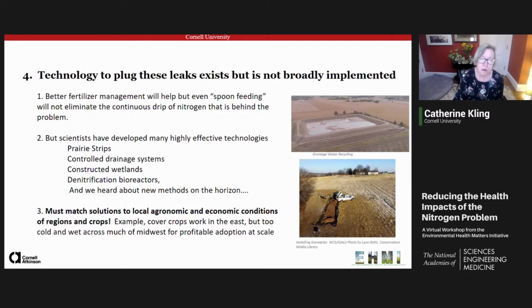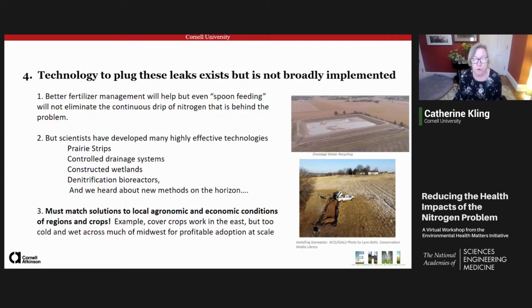And in fact, farmers who compete to stay in business cannot afford really to take on additional costs, such as those kinds of systems require. We also heard over and over again of how important it is to acknowledge and recognize that solutions need to be matched to local agronomic and economic conditions.